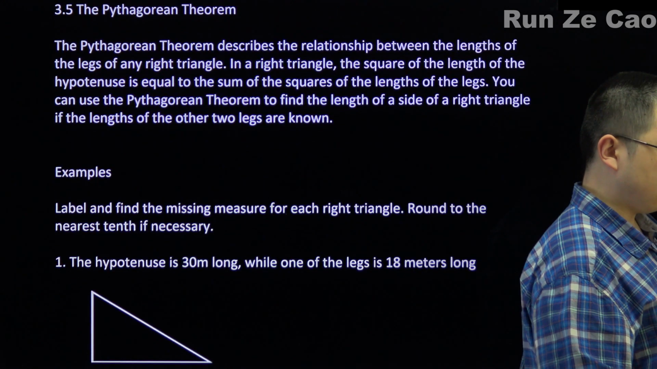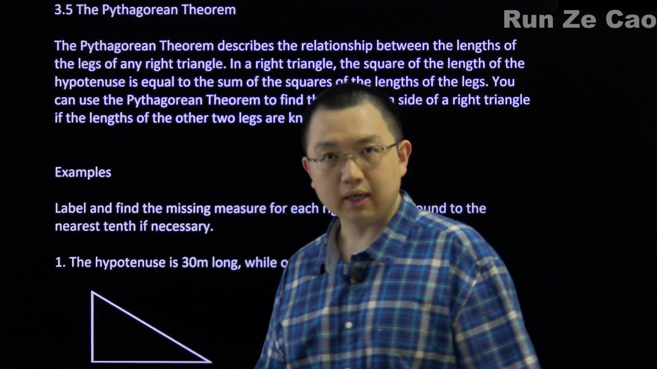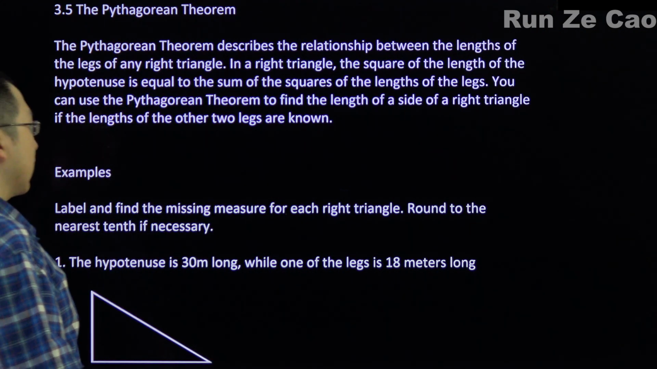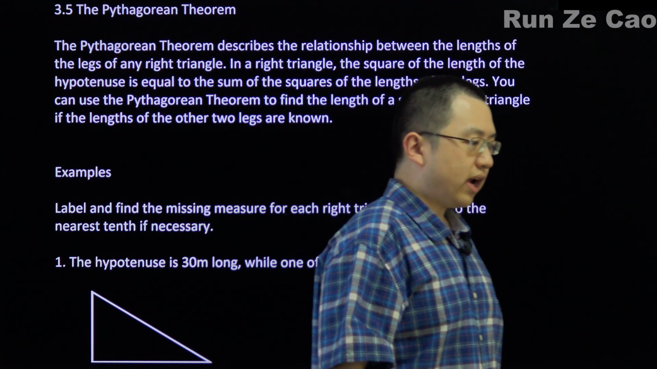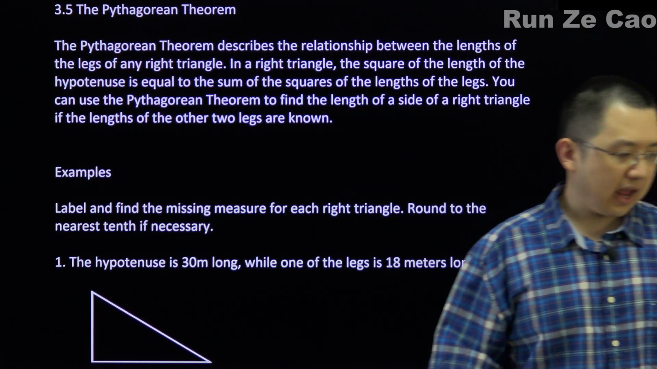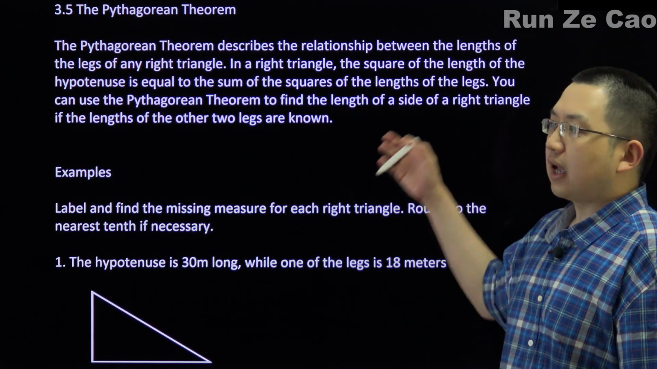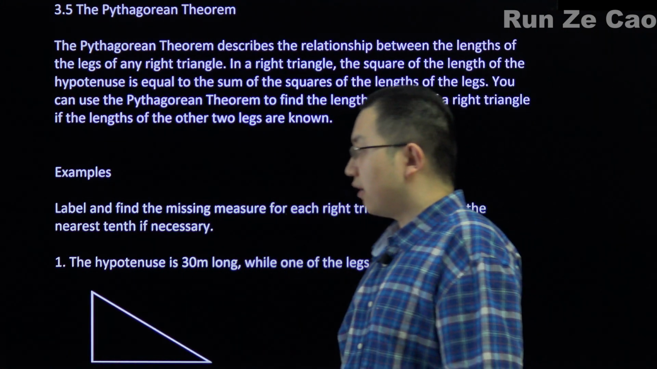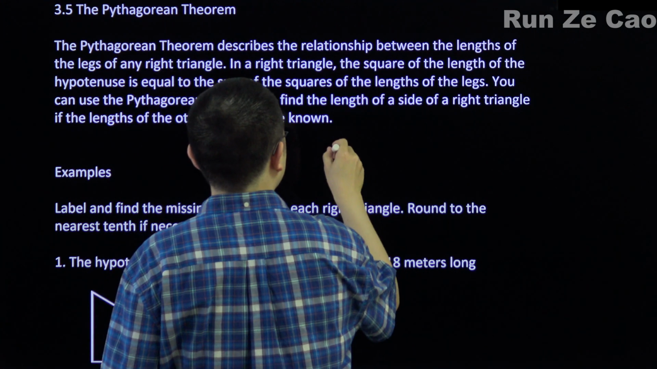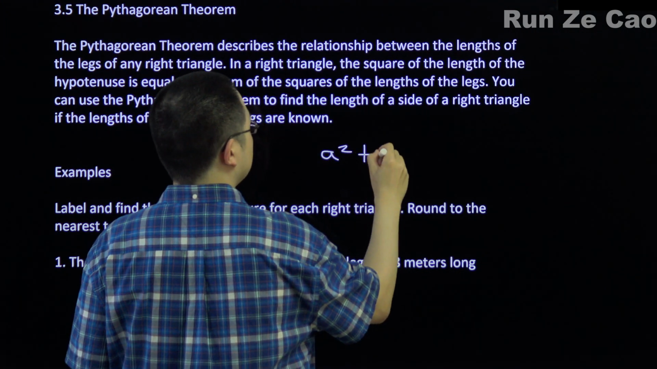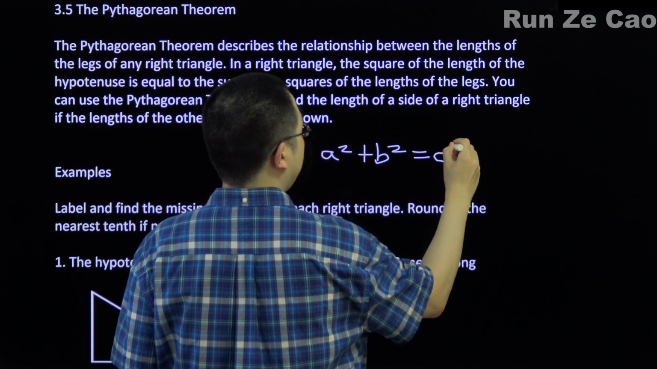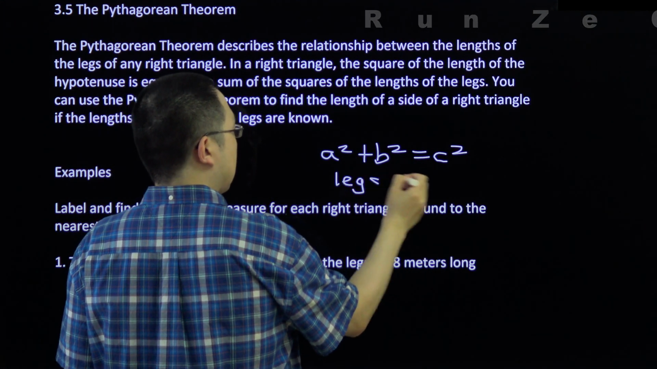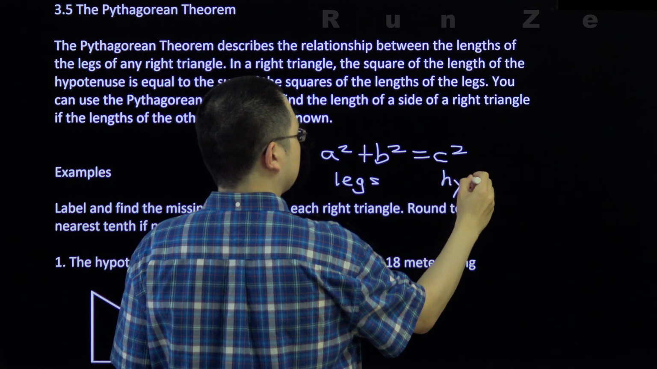The Pythagorean theorem describes the relationship between the legs and hypotenuse of any right triangle. The square of the length of the legs added together, those two squares, will equal the square of the hypotenuse. We give this as a squared plus b squared equals c squared, with a and b being the legs and c being the hypotenuse.